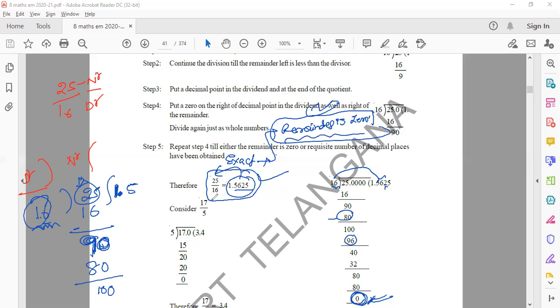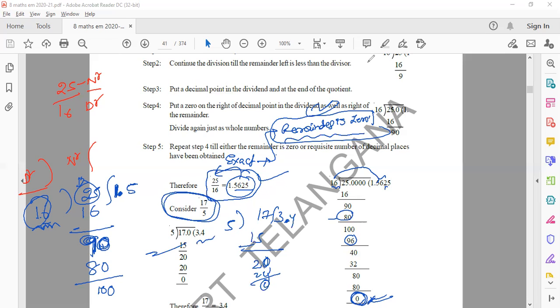Similarly, they took one more question: consider 17 by 5. You can start working over here. 5 threes are 15, so 17 minus 15, 2 you got. Then you keep a point over here and take 0, so 5 fours are 20, and you get remainder 0. Then you stop the procedure. That gives 3.4. The answer is 3.4. I think that is clear. Any doubt?